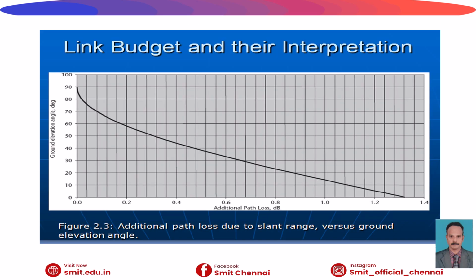The link design methodology and its interpretation is depicted in the diagram, with the additional path loss values on the x-axis as well as the ground elevation angle on the y-axis. The complete design cycle is given here. The diagram depicts the link power budget and its interpretation very clearly. So this diagram shows the path loss due to the slant range versus the ground elevation angle.